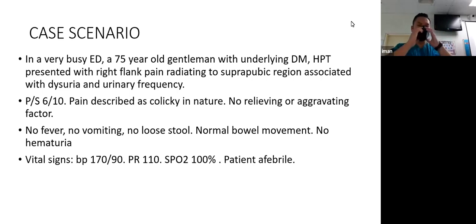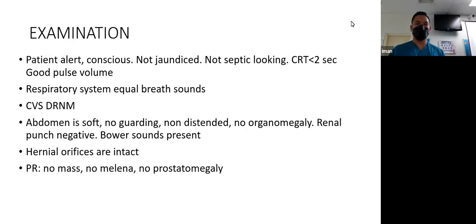So we assess the patient and then ask the staff to check vital signs. The patient's BP is a bit high, hypertensive at 170/90, but we think okay, he's 75 years old. Pulse rate 110, tachycardic, SpO2 under room air 100%, and the patient is afebrile. So we think further, and proceed with examination.